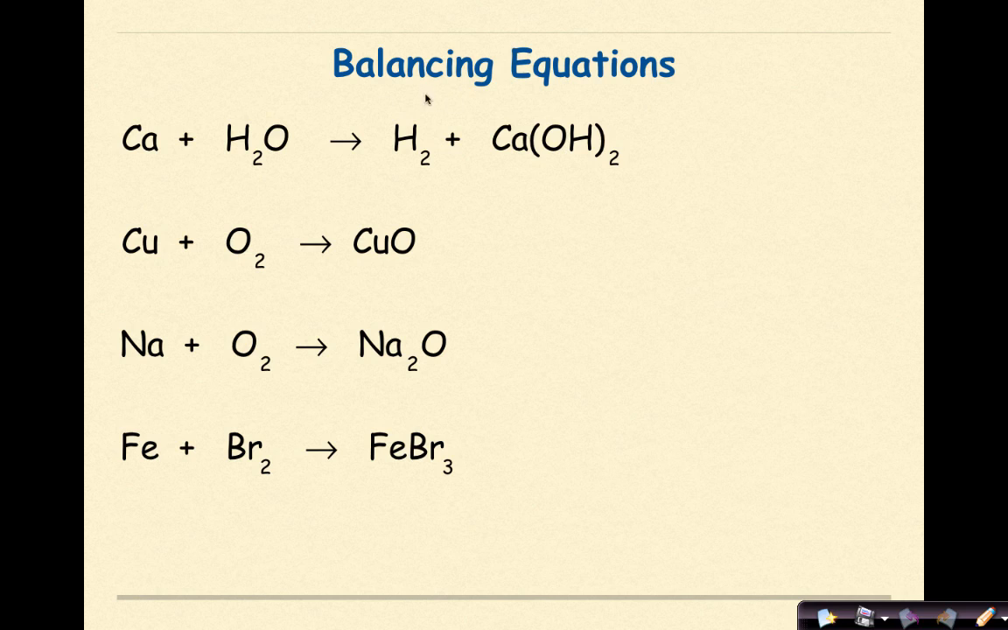Now let's get into a review of balancing equations. This is all things that you should know how to do from your previous chemistry courses. On this slide, we have 4 equations to balance. We're going to go over the first one together, and then I'd like you to stop and attempt to balance the next 3 on your own. So we have Ca plus H2O yields H2 plus Ca(OH)2.